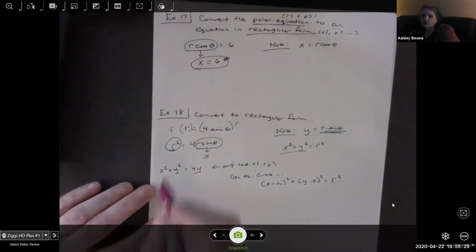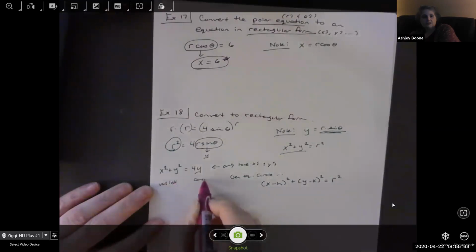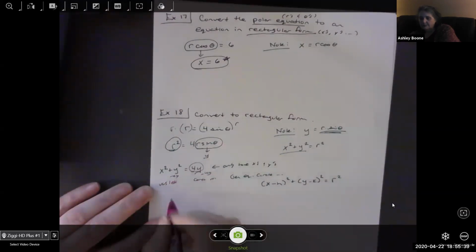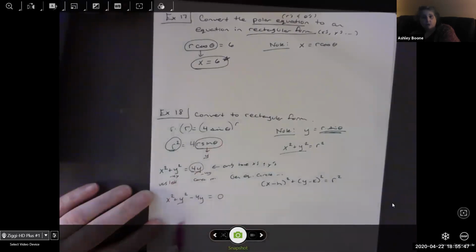But the first thing we're going to want to do is get the variables on the left, constants on the right. Well, I have a positive 4y here, so I'm going to subtract 4y from both sides. And I have x squared plus y squared minus 4y equals 0. So I have this form, variables on the left, constants on the right.